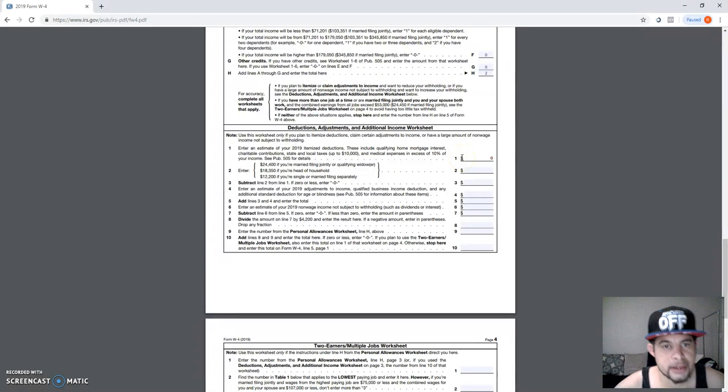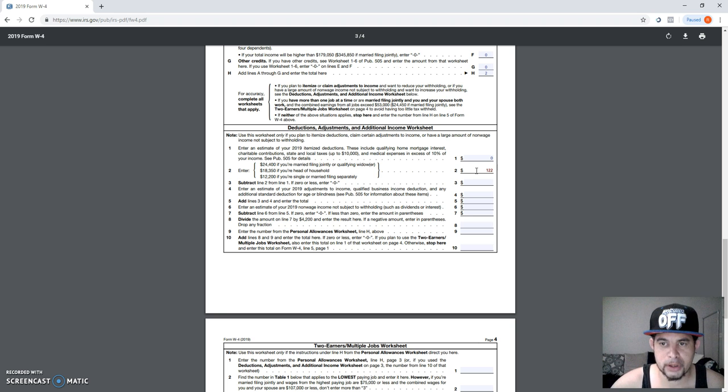All right, number 2, basically it gives you 3 options. So you either put 24,400 if you're married filing jointly or a qualifying widower, or 18,350 if you're head of household, or 12,200 if you're single or married filing separately. So I am going to put 12,200.